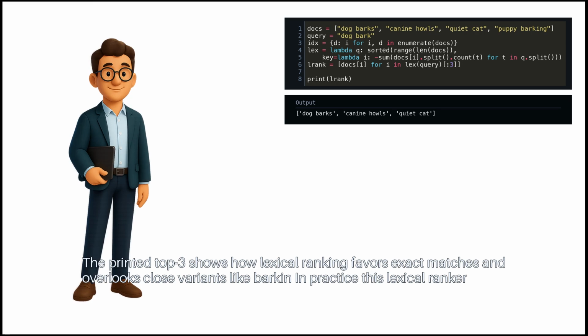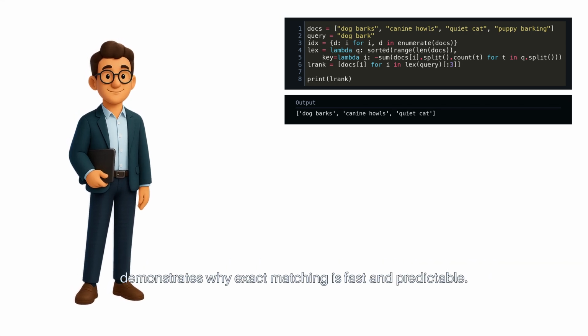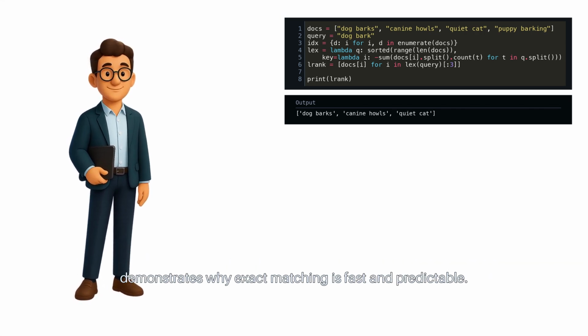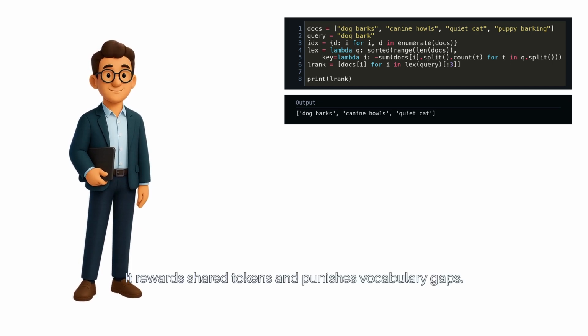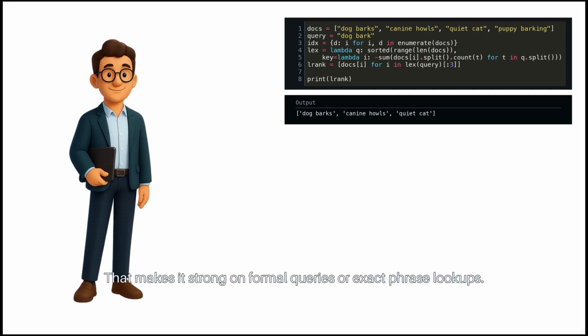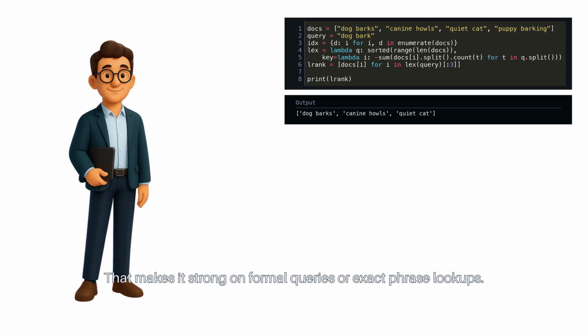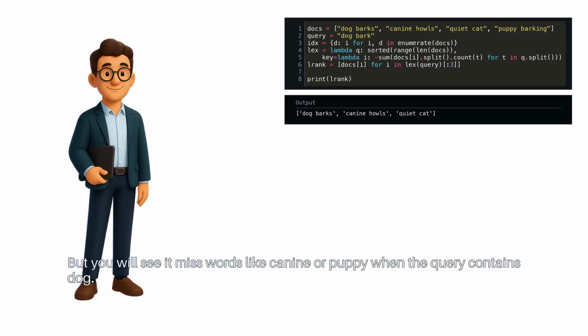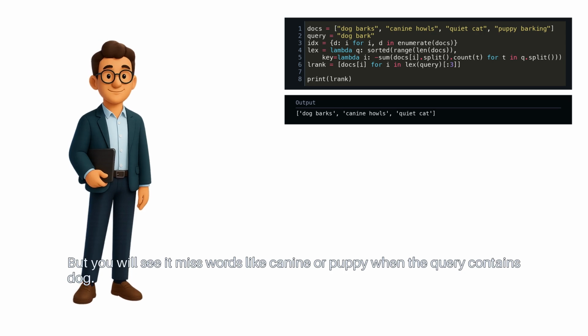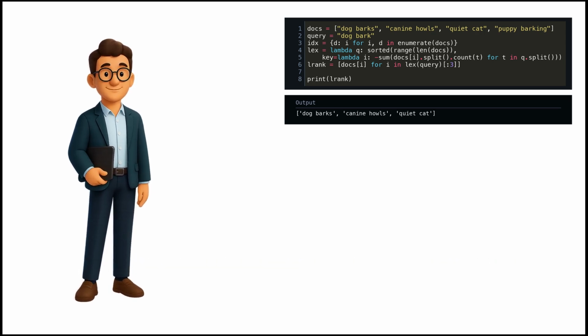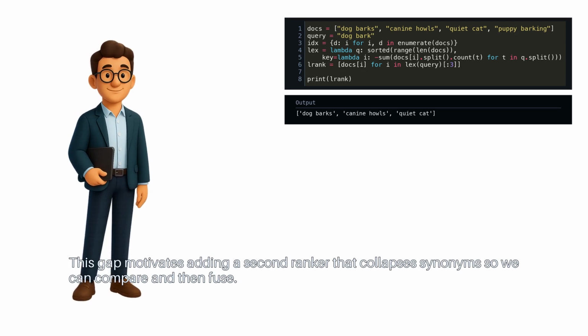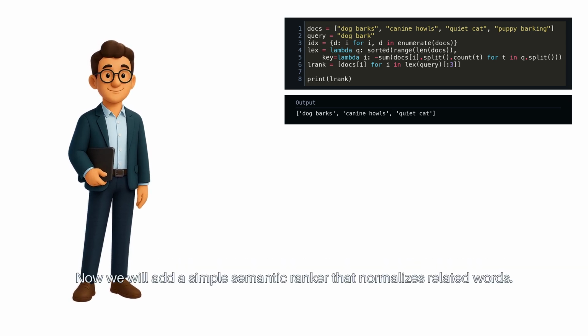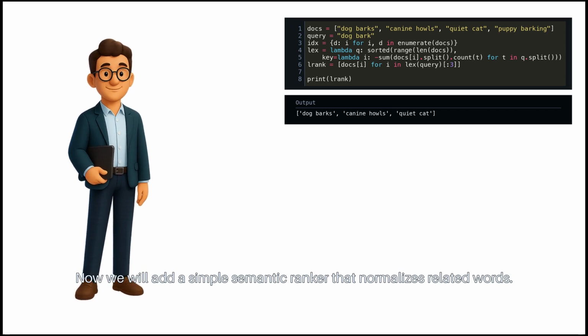In practice, this lexical ranker demonstrates why exact matching is fast and predictable. It rewards shared tokens and punishes vocabulary gaps. That makes it strong on formal queries or exact phrase lookups. But you will see it miss words like canine or puppy when the query contains dog. This gap motivates adding a second ranker that collapses synonyms so we can compare and then fuse. Now we will add a simple semantic ranker that normalizes related words.